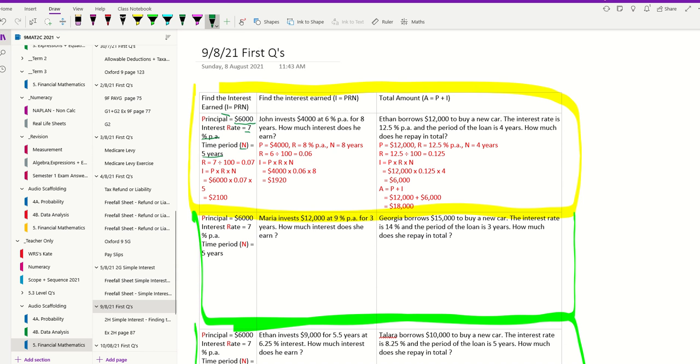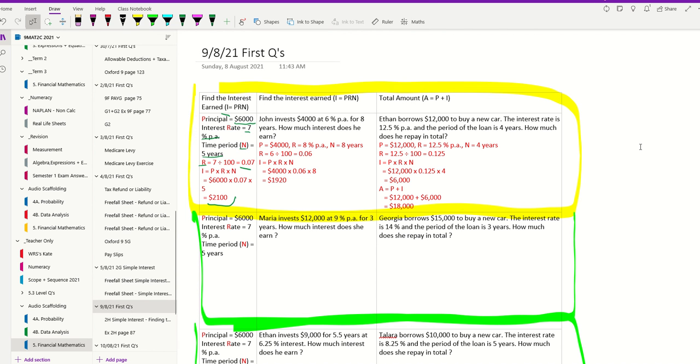Now remember, the first thing we're going to do before we put all this in our calculators, we're changing that interest rate from percent to a decimal. So our first thing, R equals 7 divided by 100 equals 0.07. Then we simply substitute all the values into our formula. I equals P, 6,000 times R, 0.07 times N, 5. Our answer is $2,100.